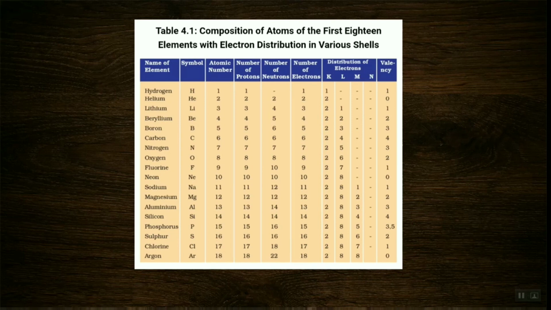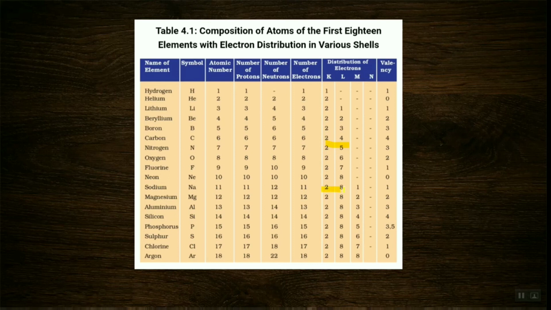Now here are some examples of how electrons can be distributed in K, L, M, N. You can see hydrogen has atomic number 1, meaning 1 proton and 1 electron, so 1 electron in K. Same in helium: 2 electrons, so 2 electrons in K. In lithium there are 3 electrons, so 2, 1. In carbon, 2, 4.